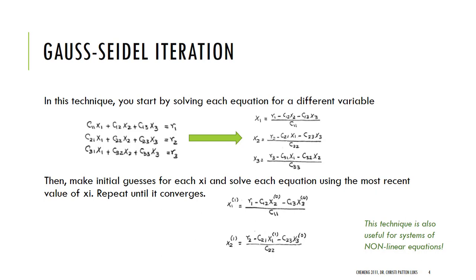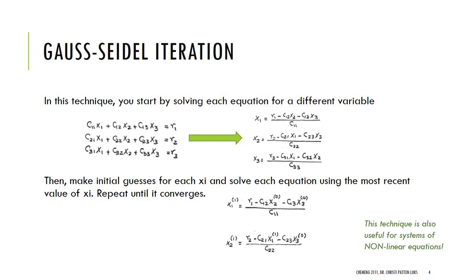So you're going to start by taking each equation and solving for a different variable. Maybe you solve the first one for variable x1, the second equation for variable x2, the third for variable x3. And you're going to start by guessing a value of x, then substitute in those guessed values, and always keep replacing your guess with whatever your most recent calculated value was. And you're going to keep doing this until it converges.